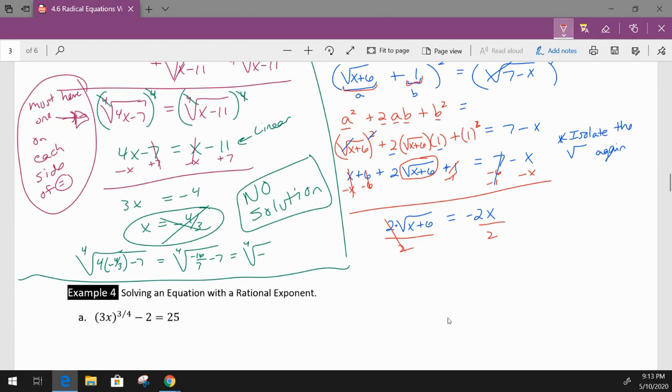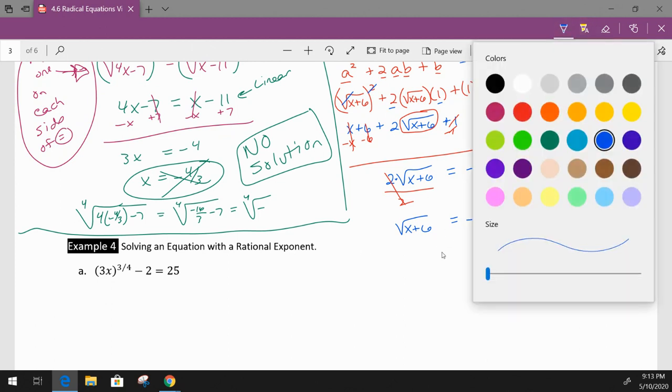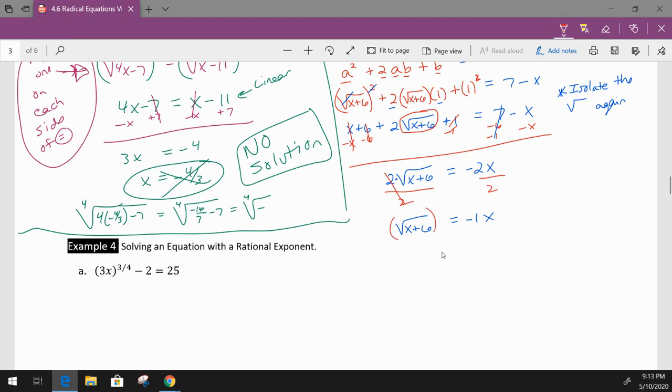So now, again, we have this radical by itself. The negative 2 divided by 2 is negative 1x. At this point, now that we have the radical isolated, you're going to want to square both sides of the equation. So that eliminates the square root.